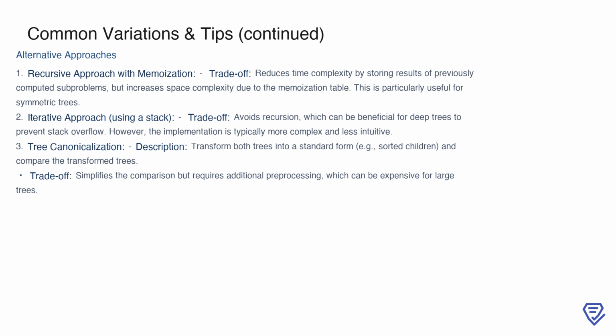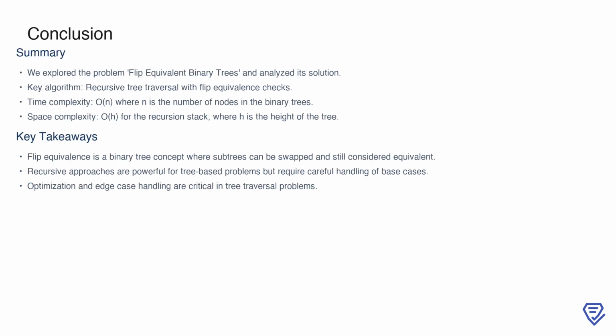Lastly, you could use tree canonicalization, where both trees are transformed into a standard form, such as sorting their children, and then compared. While this simplifies the comparison process, it requires additional preprocessing, which could be computationally expensive for large trees. Each method has its strengths and weaknesses, so the best choice depends on the specific requirements and constraints of the problem. To wrap up, we tackled the concept of flip equivalence in binary trees and walked through a recursive solution. We highlighted its time and space complexities, along with key takeaways for tree problems.